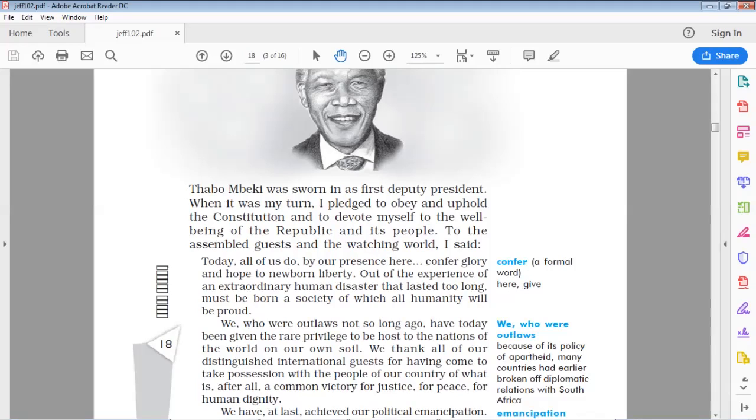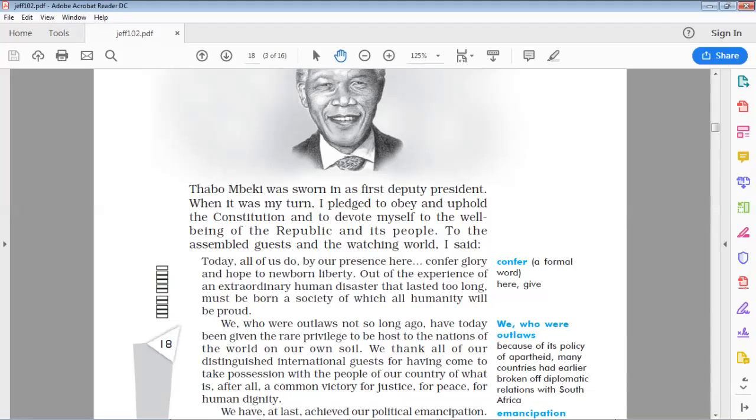So, what he says in his speech, from here it begins. I said, Mandela said, today all of us, by our presence here, confer glory. Confer means give. I give my respect to all of them and hope to newborn liberty. Newborn means it was newborn. Earlier they were captives, but now they are free. Liberty means they are fully free. So he says that today all of us, by our presence here, confer glory and hope to newborn liberty.